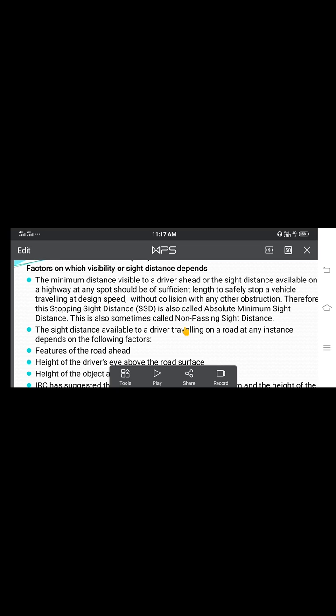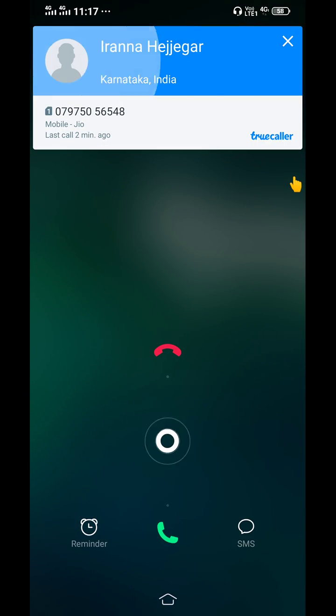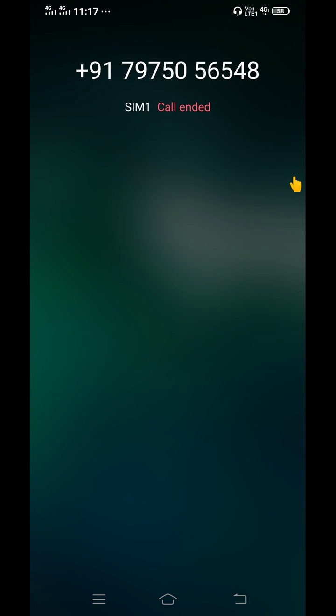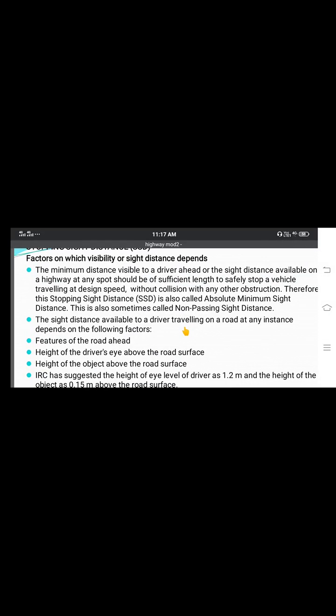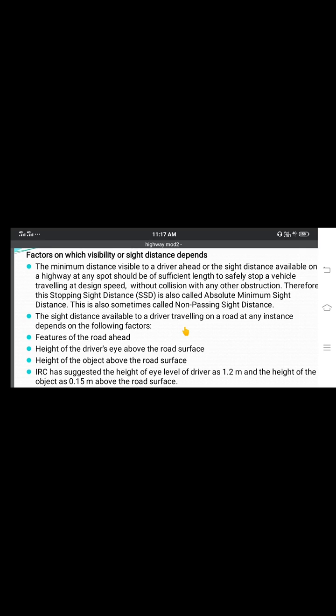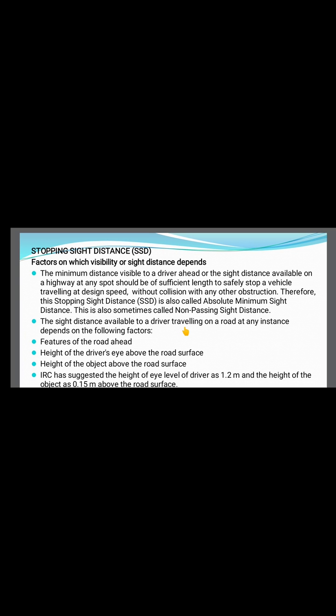It would stop immediately only when the friction is 100%, when the friction between the road and the vehicle tire is 100%. Then you can think that the vehicle is going to stop whenever the brakes are applied. At that point only the vehicle is going to stop. That case will not be there in our road conditions, isn't it?